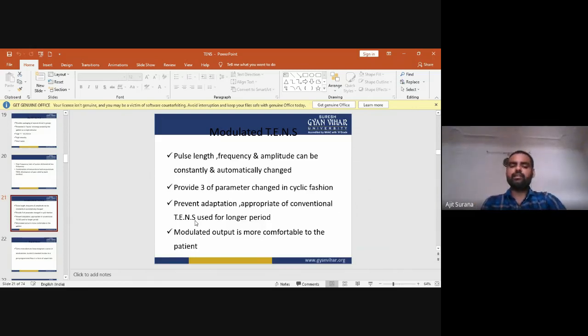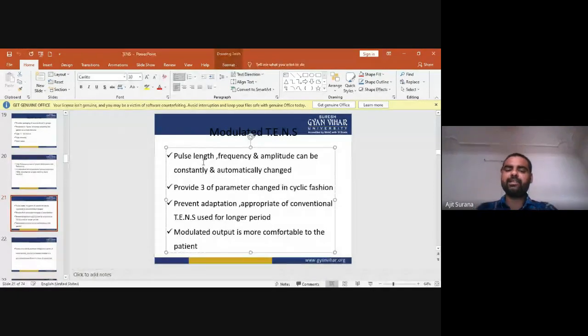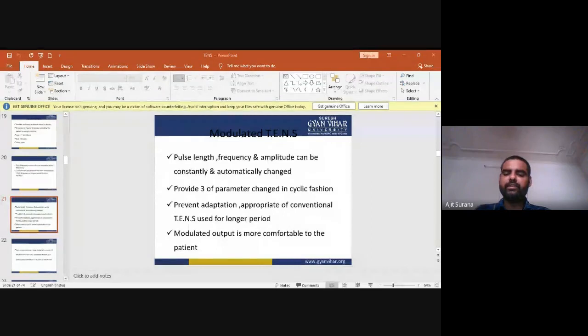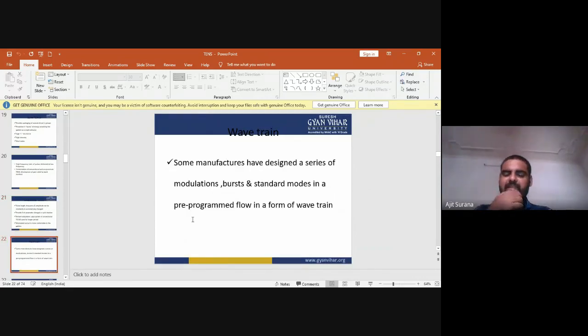So, modulated TENS: pulse length, frequency and amplitude can be constantly and automatically changed. They provide three parameters that change in a cyclic fashion. They prevent adaptation of conventional TENS used for longer periods, and modulated output is more comfortable to the patient.